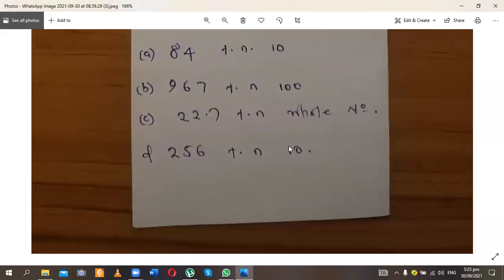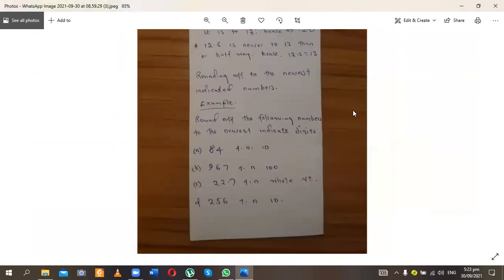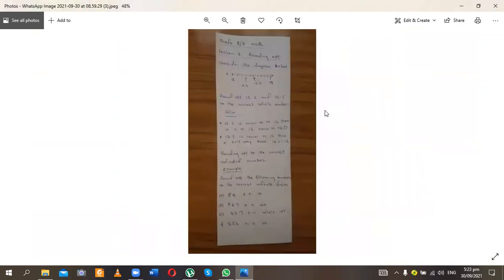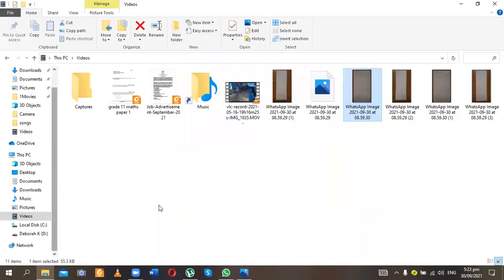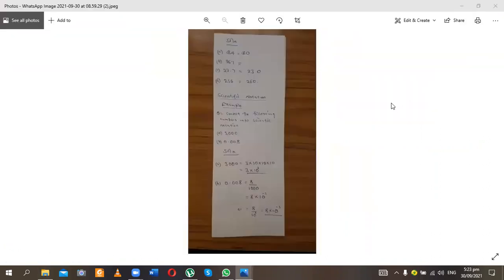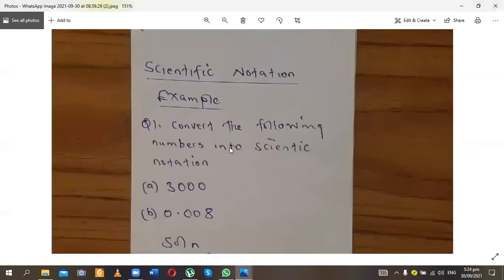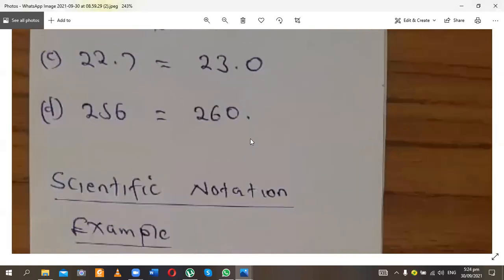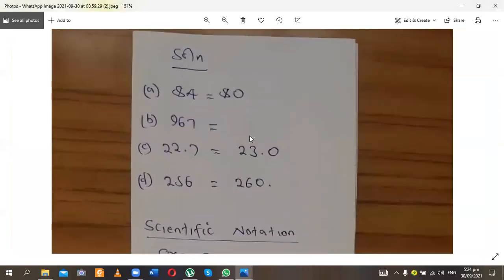The next page here. Where is the next page? Okay, the next page. Where is the next page now? The next page is, I think, here. Yeah, I hope you can see the next page. This is our next page.